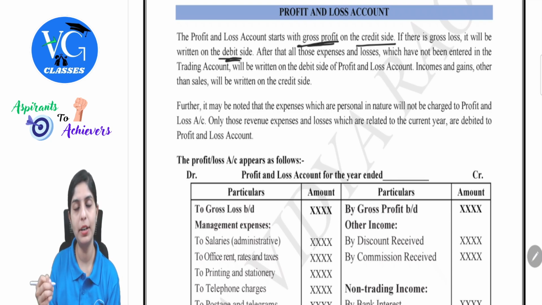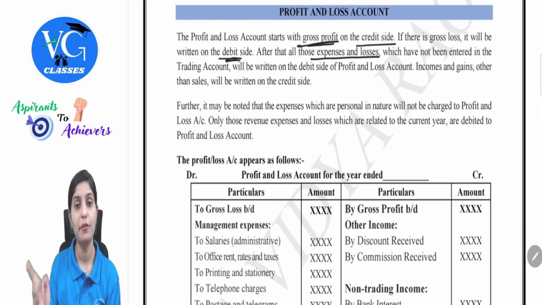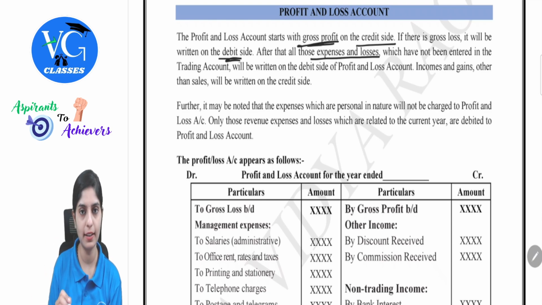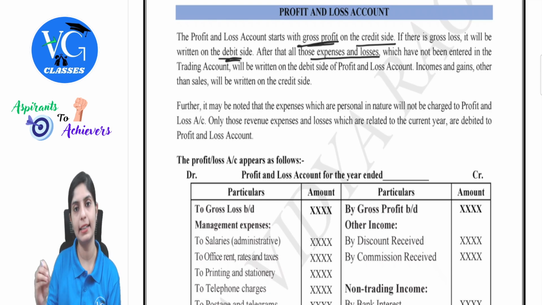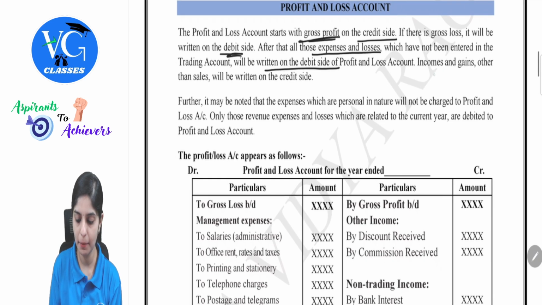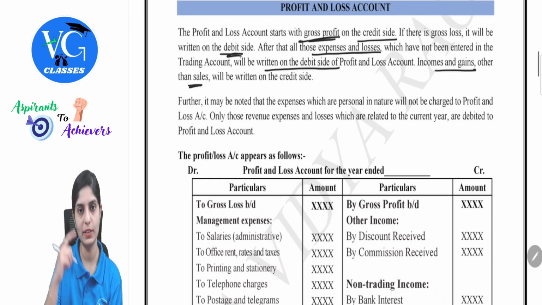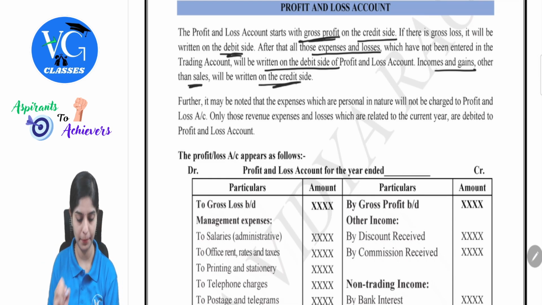After we open by bringing forward the gross profit or gross loss, we will start recording all those expenses or losses which have not been entered in the trading account. Incidentally, it means all those expenses or losses or incomes or gains which are indirect in nature. So this will be written on the debit side of P&L, and income and gains other than sales, because sales will be shown in the trading account, will be written on the credit side.